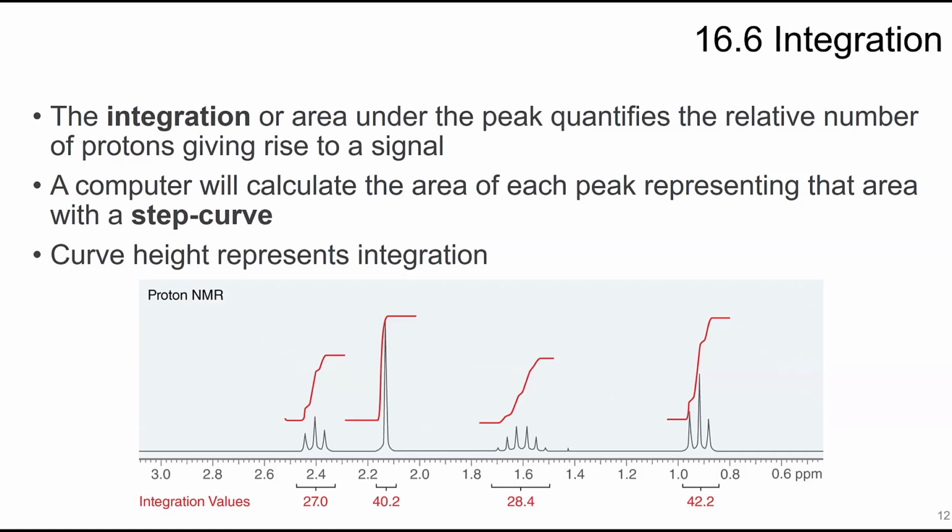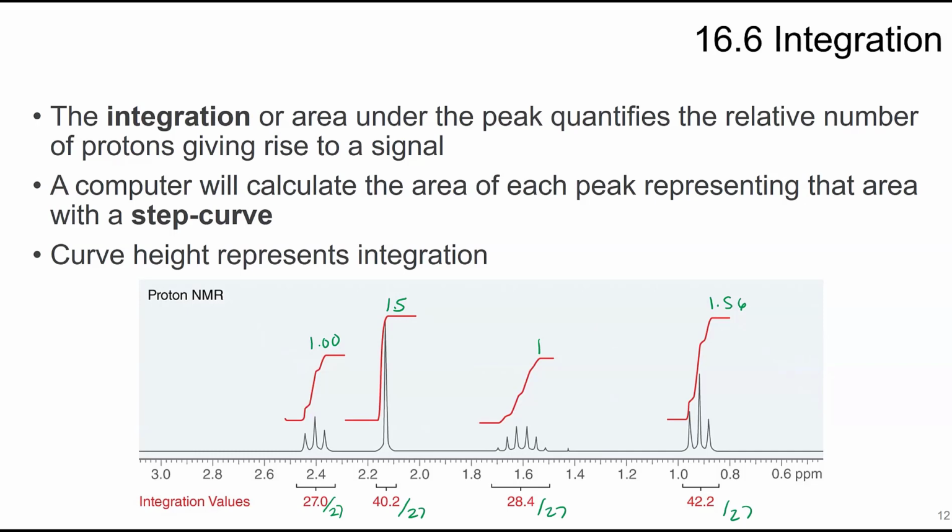Usually the computer operator has to set the integral ratio. The way you determine how to do that is you look for a common denominator here. If I divide all of these by the smallest number, which is 27, this would be about 1 proton. This is 1.5, this is 1, and 1.5. So this is telling us there's 1 proton on this particular carbon. This one has 1.5, this has 1, this is 1.5.